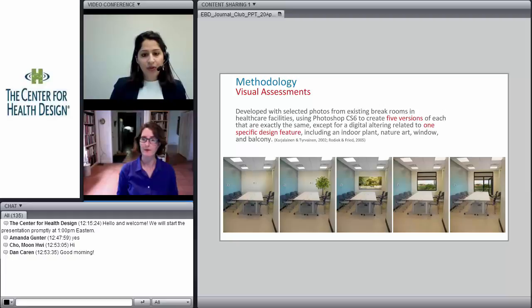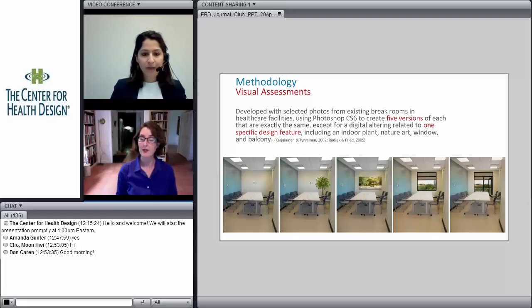And also we did the visual assessment. We had 2 sets of visual assessment that were included in the survey. So we had 2 photos from existing break areas, and then we used Photoshop to create 5 versions of each of those that are exactly the same except for a digital alteration related to one specific design feature. Like we added an indoor plant, we added a nature art, we added a window and balcony. And I recently published a paper just on this methodology if you guys are interested.